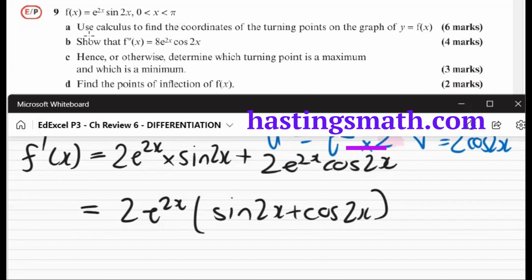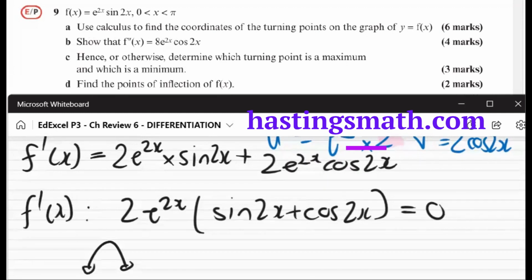Calculus, so part A, we haven't quite finished. We need to find the exact coordinates of the turning points. So we said that this is our f dash of x. And we are doing turning points, and we know that at our turning points f dash of x equals 0 because the gradient is 0 at those turning points. So if we had a curve like that, we know that the gradient would be 0 over there at a turning point.